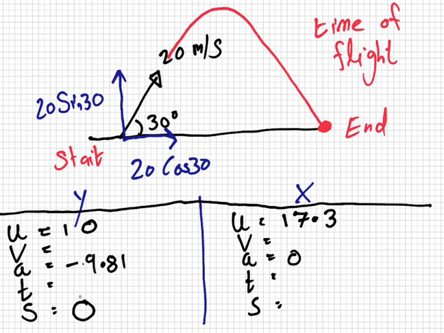V is 0. Why is V 0 in this case? When I'm looking at these problems and I look at the V, it's always the velocity just before it hits, not after it hits. Always, without exception. Alright, have we got the T?